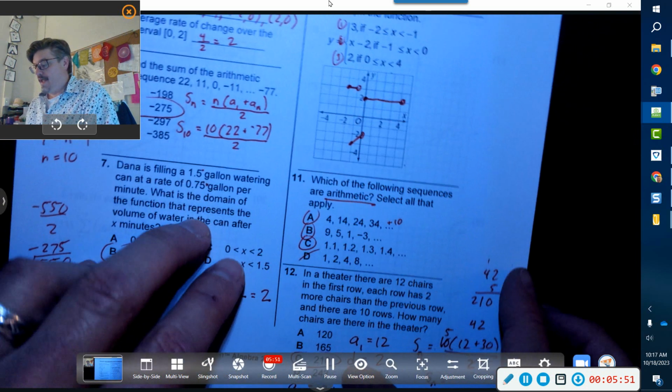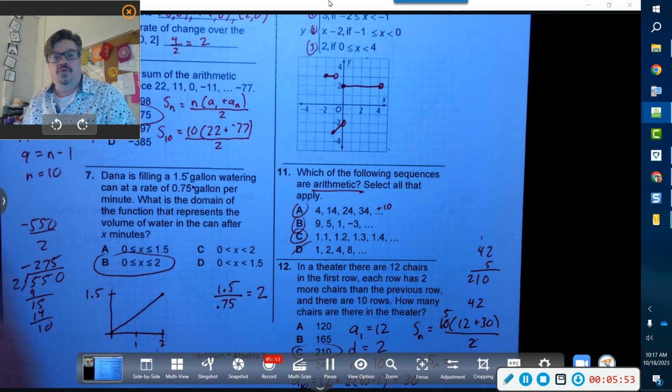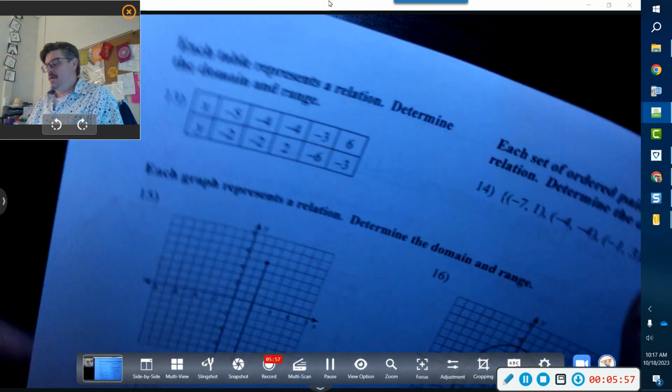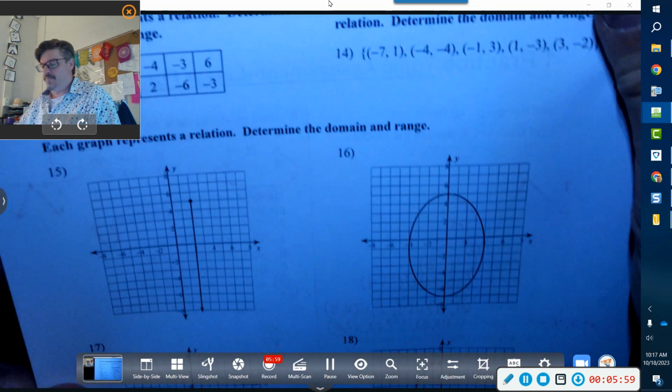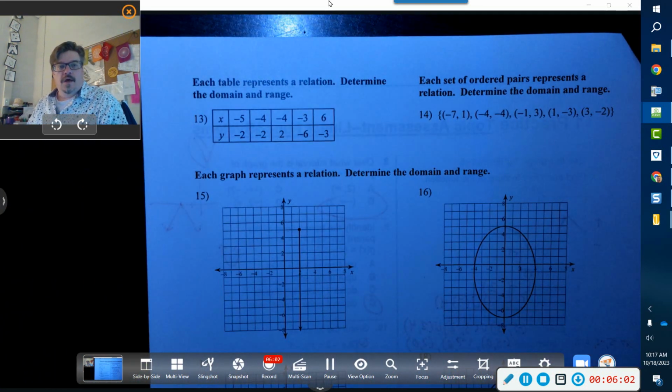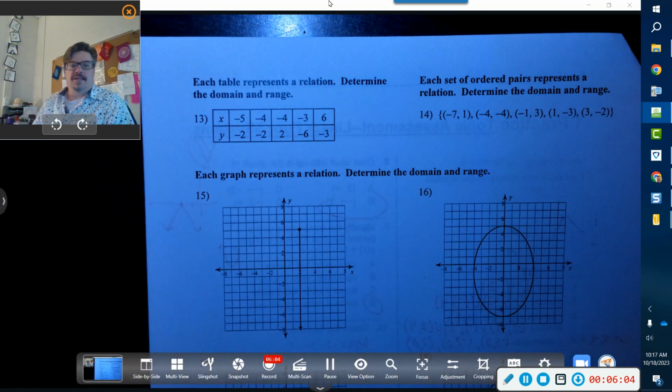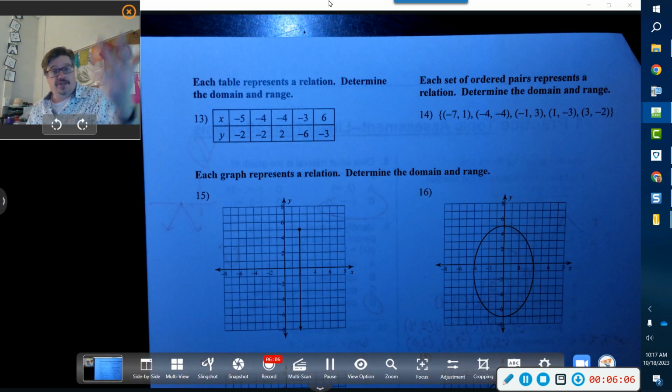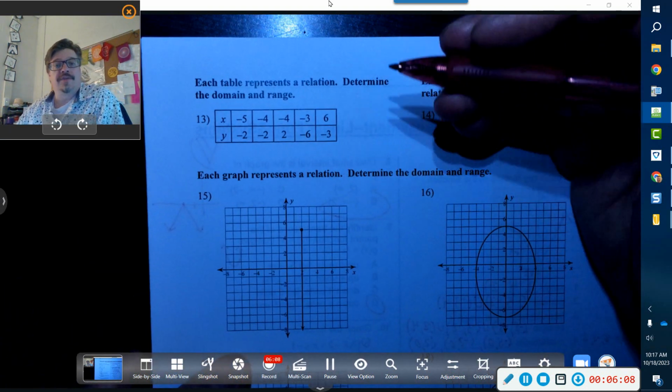Okay, so that is 10 through 12. Let's see. Well, you know what? This is kind of shorter. Let me start with this guy. Do a couple more here. All right. Each table represents a relationship. Okay, a relation. What you need to do is determine the domain and range.